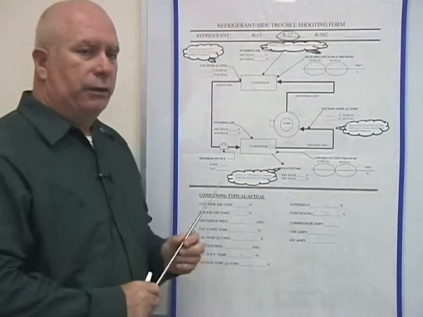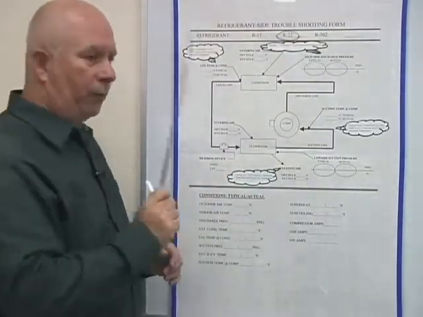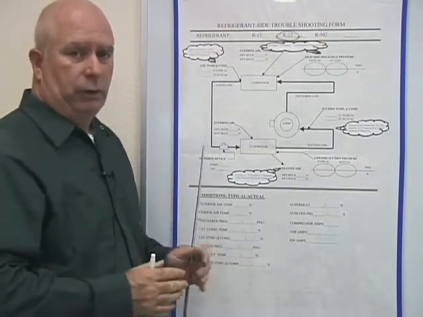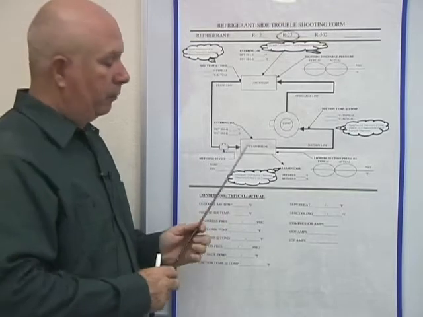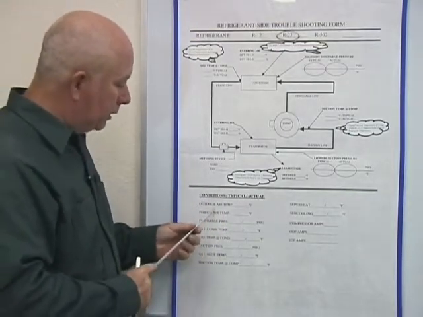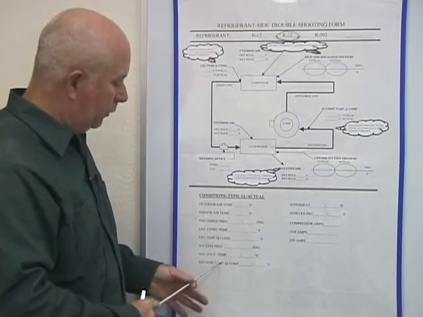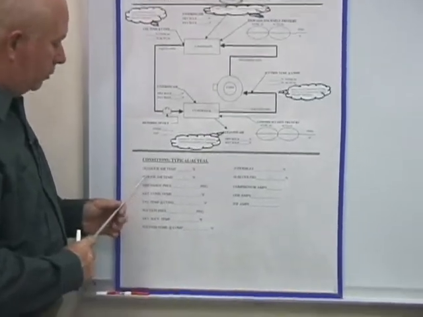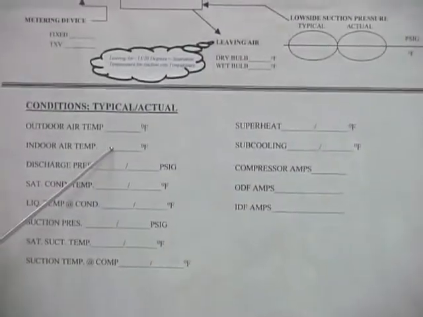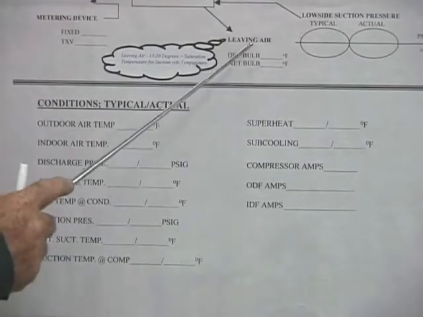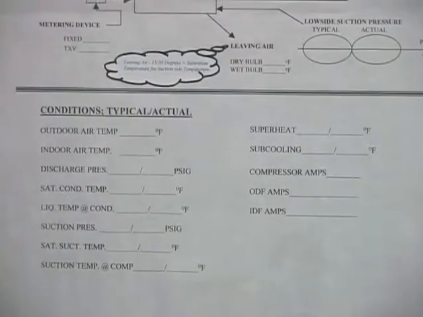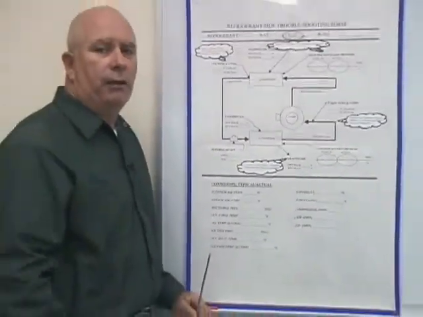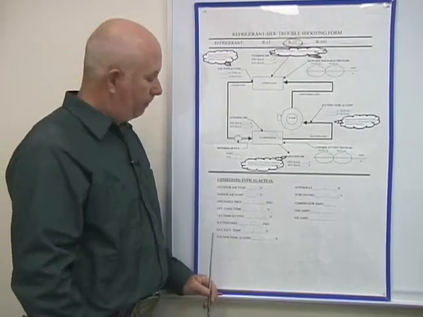Certain things, this whole chart is based off of one thing, what is known as your typicals. And we're going to go into that here shortly. But as for this portion of it, we're only going to deal with the actuals right now. The indoor air temperature, where are you going to get that? You're going to get that from your leaving air. So stand back a few feet from the unit, the ductwork, and take an actual reading of the room temperature.